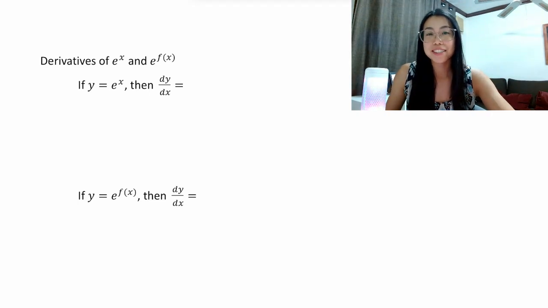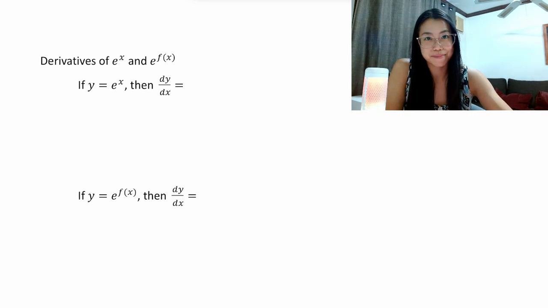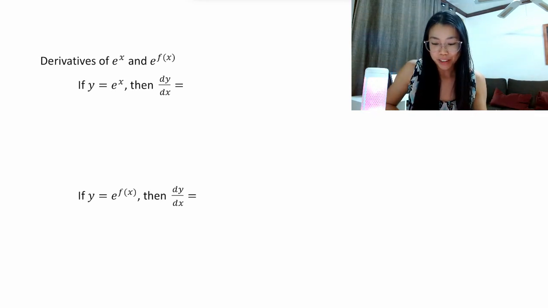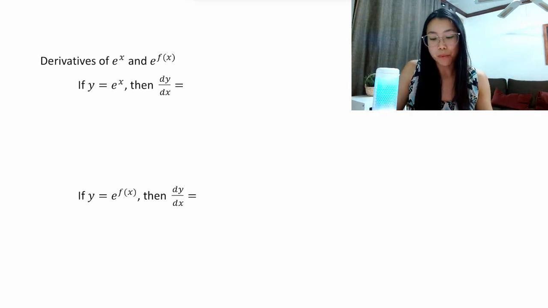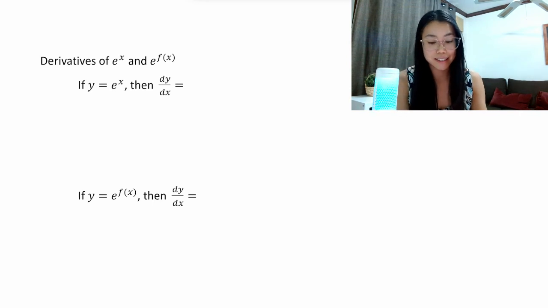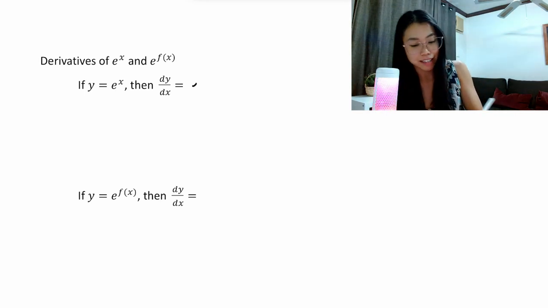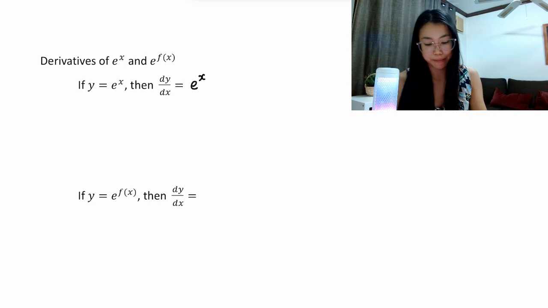Hello, mathematicians. Today we are going to be looking at the derivatives of logarithmic and exponential functions. Let's get started. So if we have y equals e to the x, this is known as the self-deriving function. The derivative of e to the x is actually just e to the x.